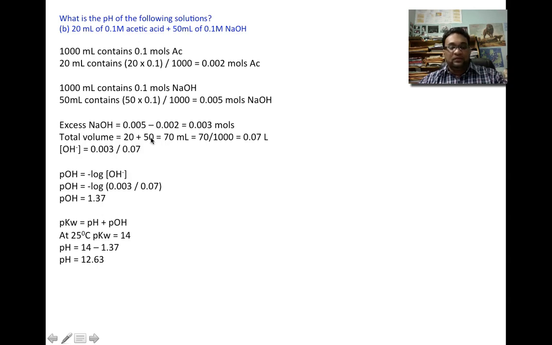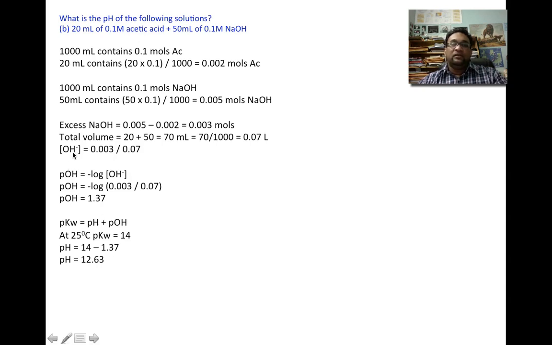And again, we need to find the total volume of the solution. We added 20 mils to 50 mils, so the final volume would have been 70 mils. We're going to convert the mils to liters, so we get 0.07 liters. So again, the concentration of OH minus in this case is the number of moles of OH minus, which is 0.003, divided by the total volume, which is 0.07 liters. And this answer, as with any other concentration, will be mole per dm cube. And I did not write the units here, so please, for your question, you write the units there.